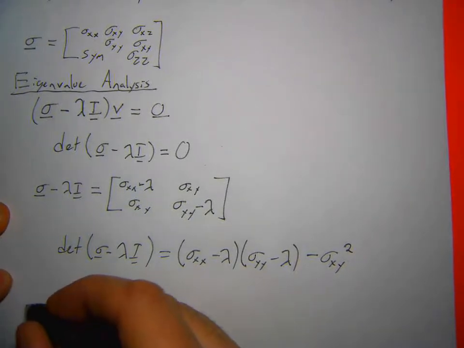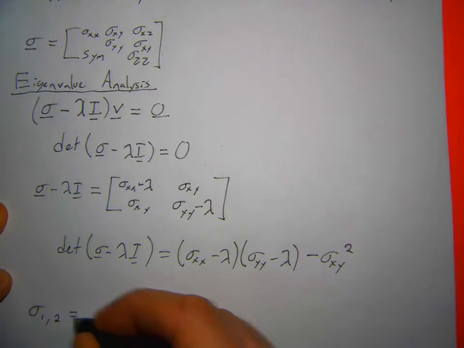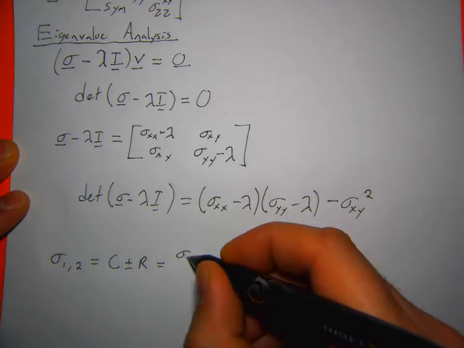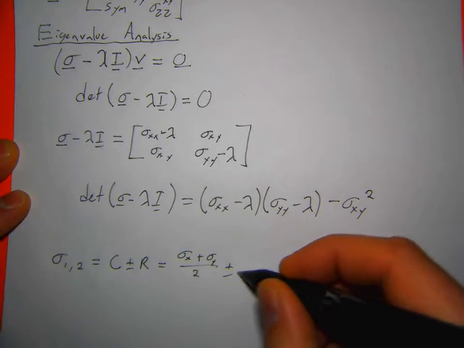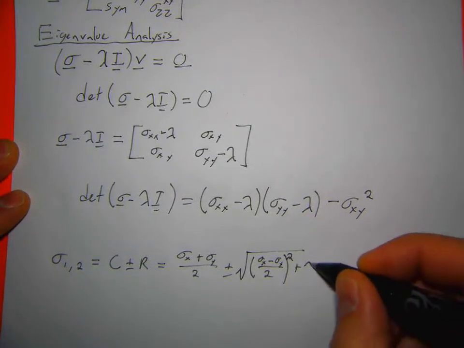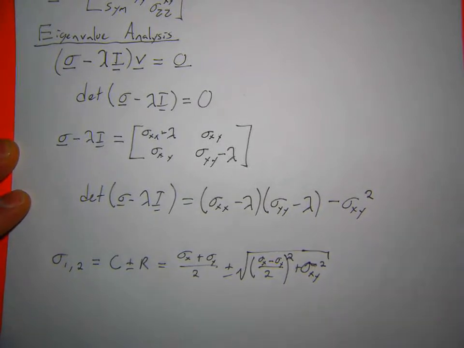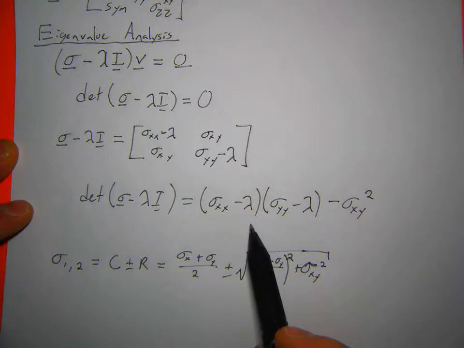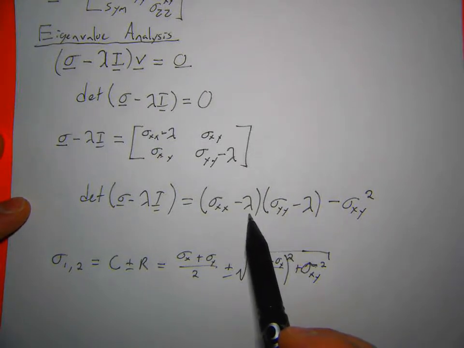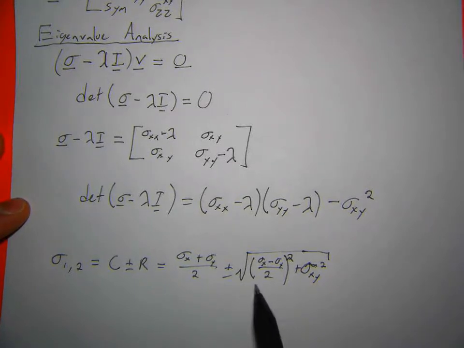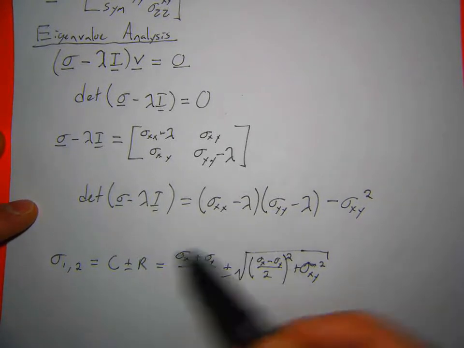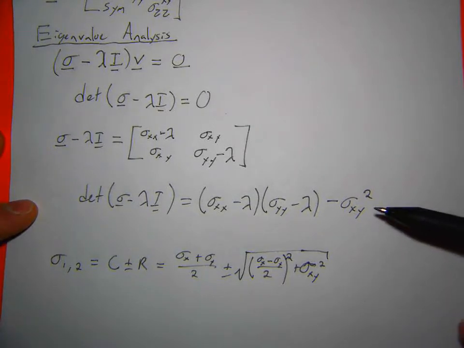Which I could also work out to be, if you remember the definition from Mohr's circle yesterday, my principal stresses, sigma 1 and sigma 2, can be defined in terms of the center of the circle plus or minus the radius of the circle, which was sigma x plus sigma y over 2 plus or minus the square root of (sigma x minus sigma y over 2) squared plus sigma xy squared. If I manipulated all of this, if you remember some quadratic formula, pulling out constants, to calculate what my lambda is, I end up with a plus or minus the square root of b squared minus 4ac. I don't actually remember the formula off the top of my head, but you end up coming back to the same formula using this eigenvalue analysis.